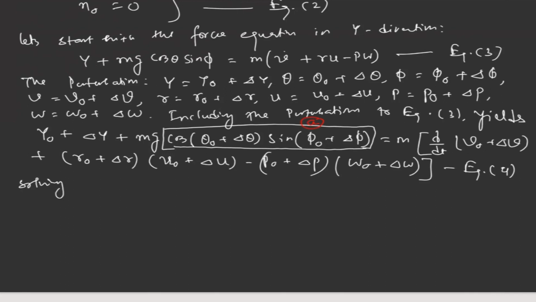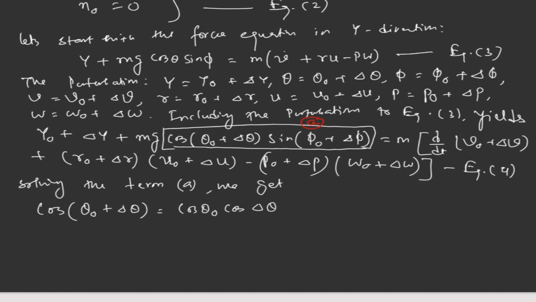Solving the term A, we get cos theta naught. Let's start with the first, cos of theta naught plus delta theta. Delta theta we can write as cos theta naught cos delta theta minus sin theta naught sin delta theta.